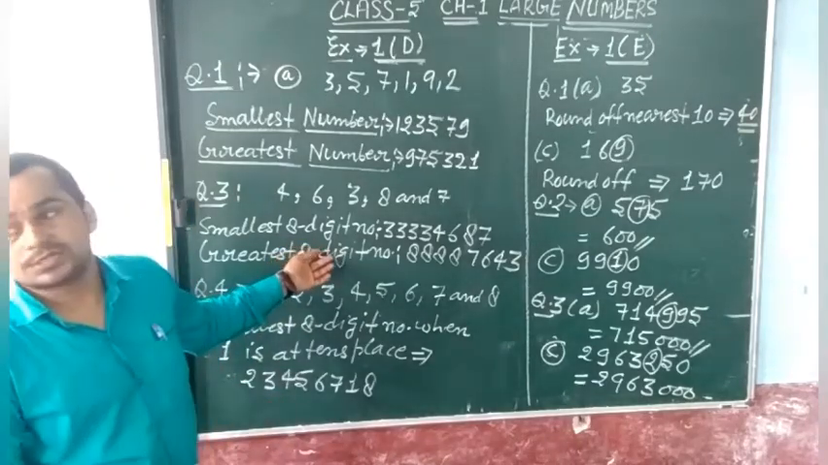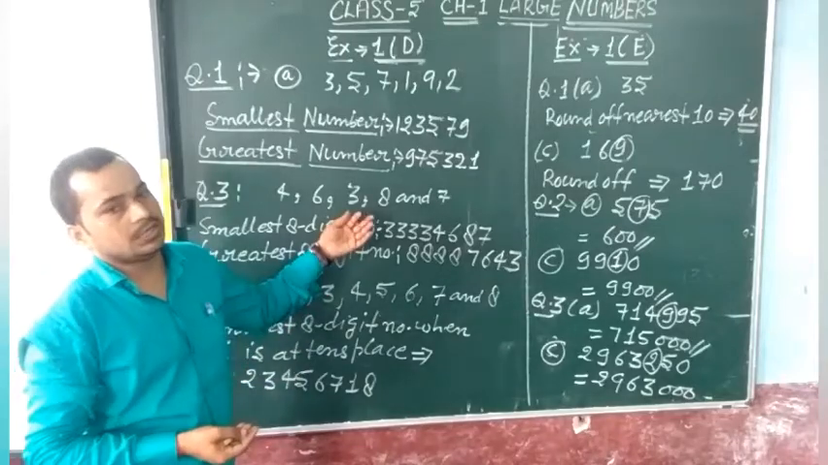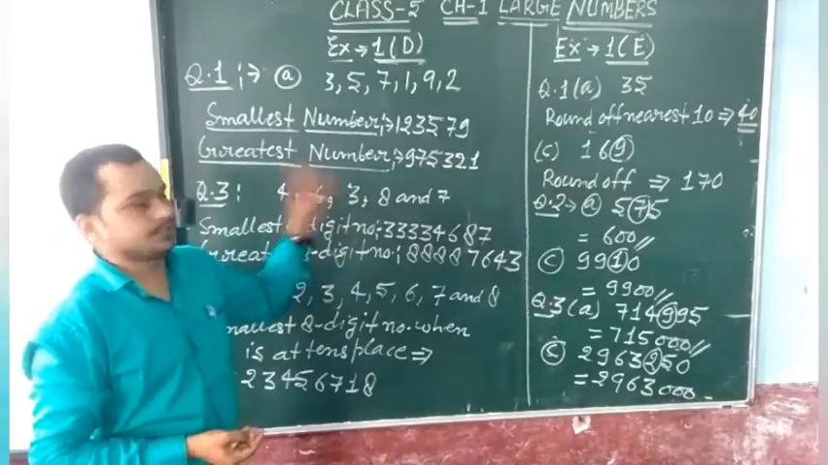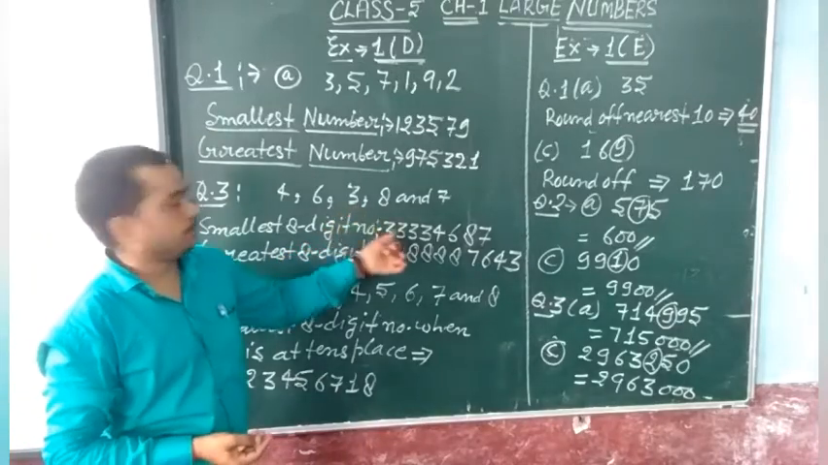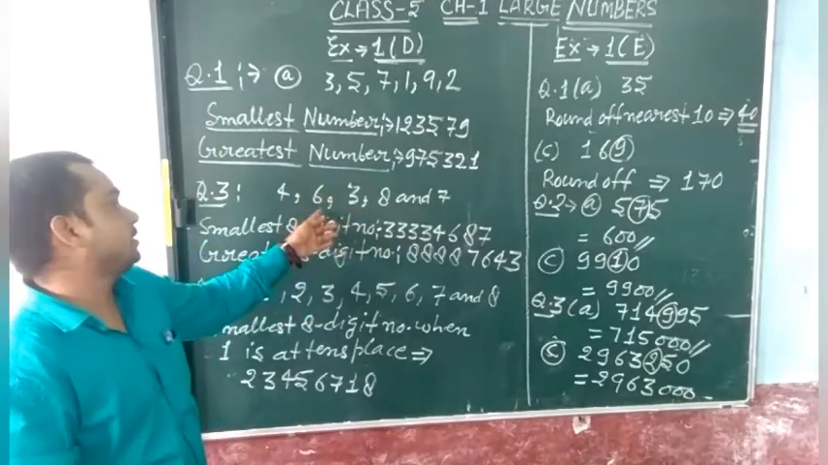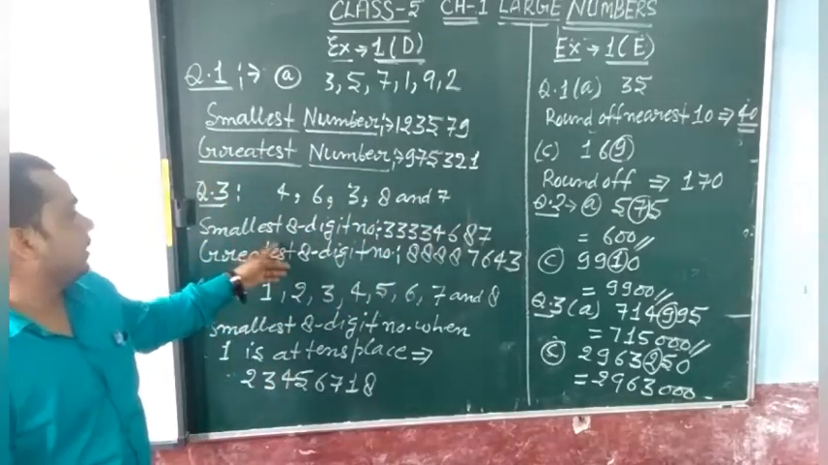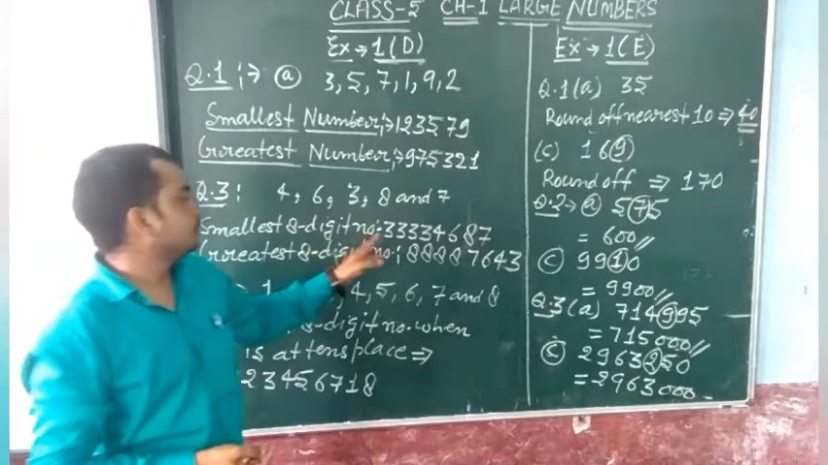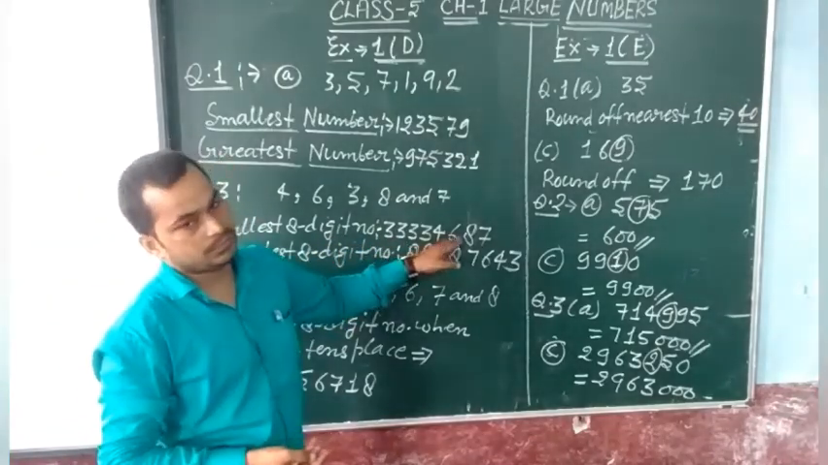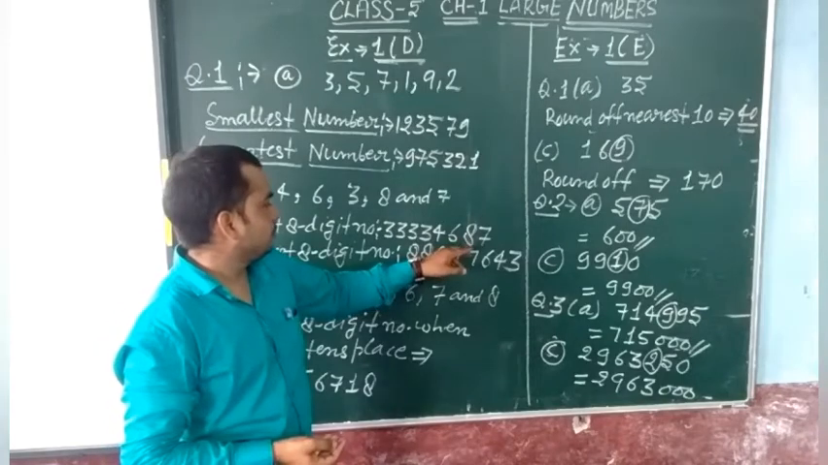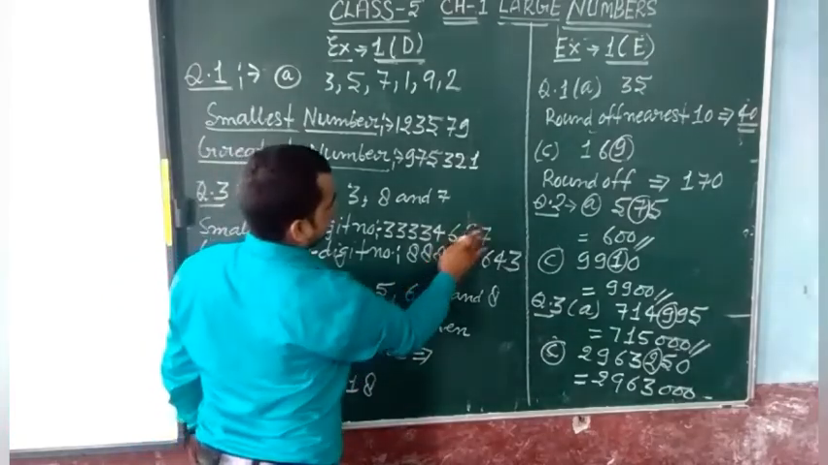when we write the smallest 8-digit number, we repeat the smallest digit to fill 8 places. So we repeat the 3, 4 times. Then the remaining digits are arranged in ascending order. So the smallest 8-digit number is 4 times 3, then 4, then 6, then 7, then 8.